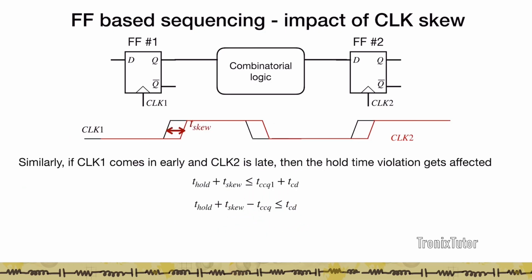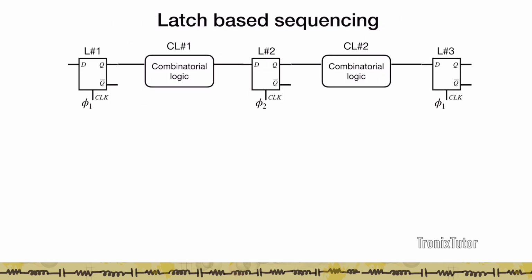Now let's look at the other case. Suppose clock 1 comes in early and clock 2 comes in late. Then the hold time can get violated. In that case, you have T hold plus T skew should be less than TCCQ1 plus TCD, giving you a requirement that TCD should be greater than T hold plus T skew minus TCCQ. So again, because of the skew, you need to design the logic such that the contamination delay is larger than what it would have been without taking skew into consideration.